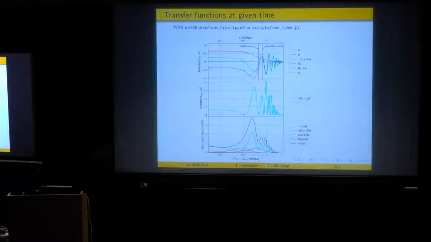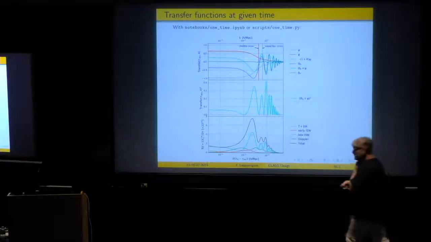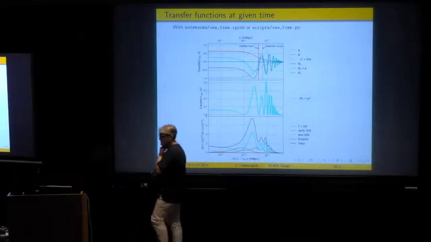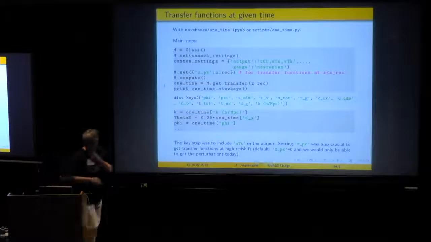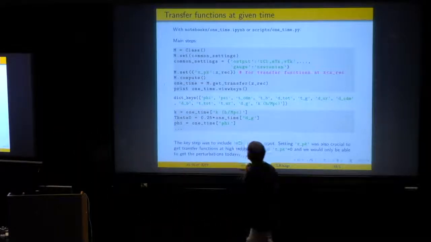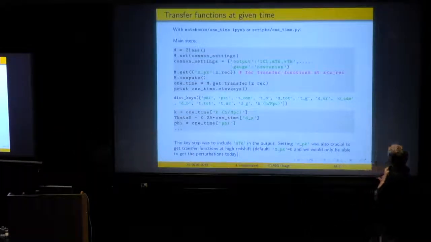So how did we produce this with a script? There are also some characteristic times like the Hubble crossing time or the time of crossing the sound horizon. We produce it with a new syntax, which is here, always the same steps, command settings. But there is something new here. You have never seen so far MTK and VTK. You have seen MPK, the matter power spectrum. Now you have MTK and VTK.